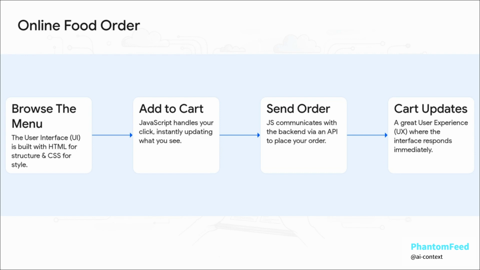Now you click Add to Cart. Bam, that's JavaScript in action. Did you notice how your little shopping cart icon updated instantly without the whole page having to reload? That seamless, fast feeling is what we call a great user experience, or UX. And behind the scenes, your waiter, JavaScript, just sent your request to the kitchen, the back end, using a special messenger called an API. That immediate feedback is what makes modern apps feel so snappy and alive.